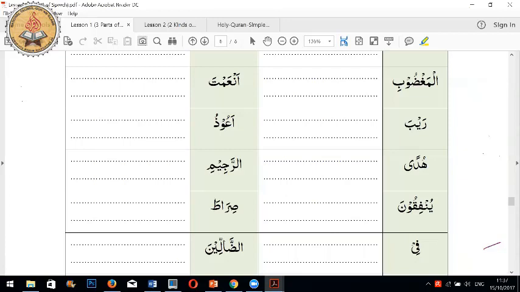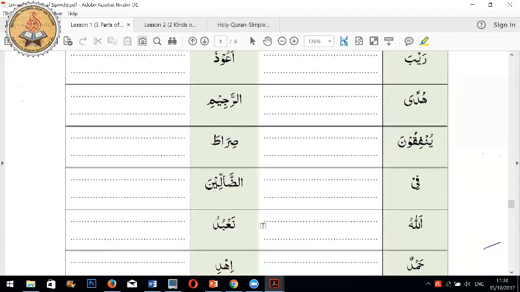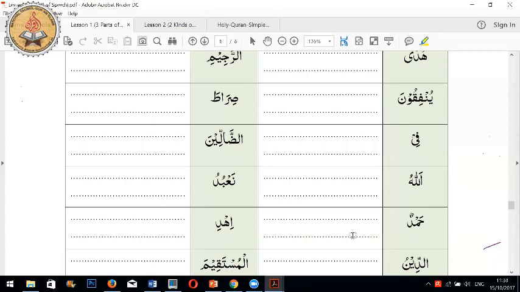Yunfikuna, they spent. Then you should recognize the same pattern in the 1.4 table, yuqimuna. Yuqimuna, yunfikuna look like the same family, the same pattern. Note down the translation: yunfikuna, they spend. Yes, a concept of time, this is a verb. And again, sirata, fi, abdalin, Allahu, na'budu, hamdun. Alhamdulillahi, hamd.